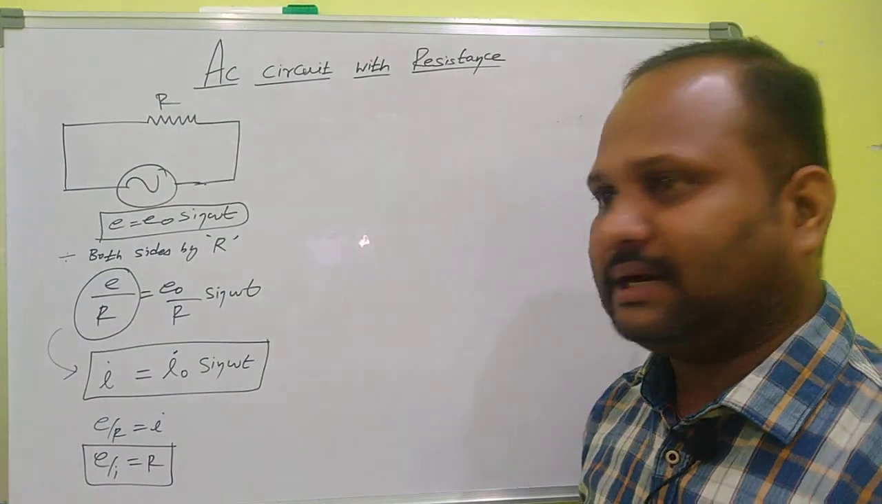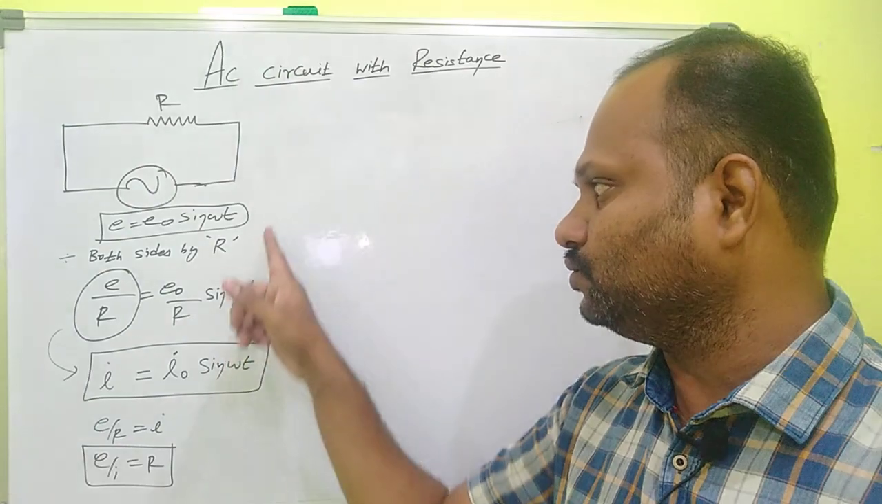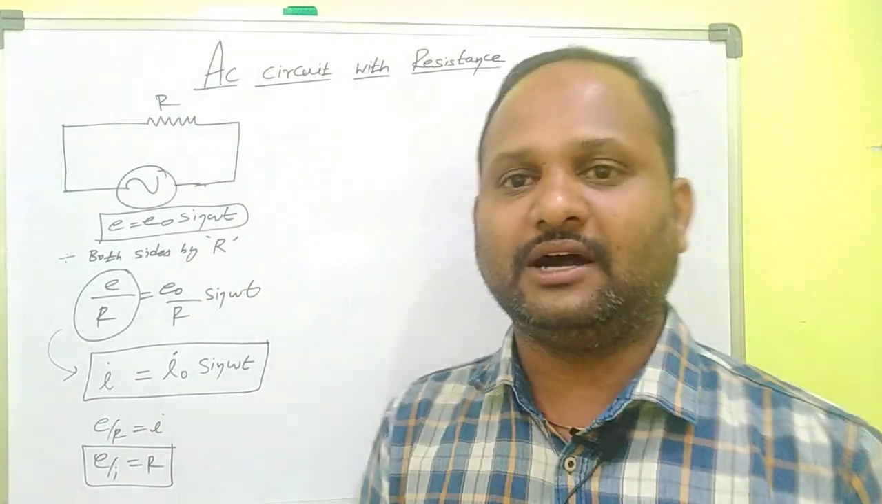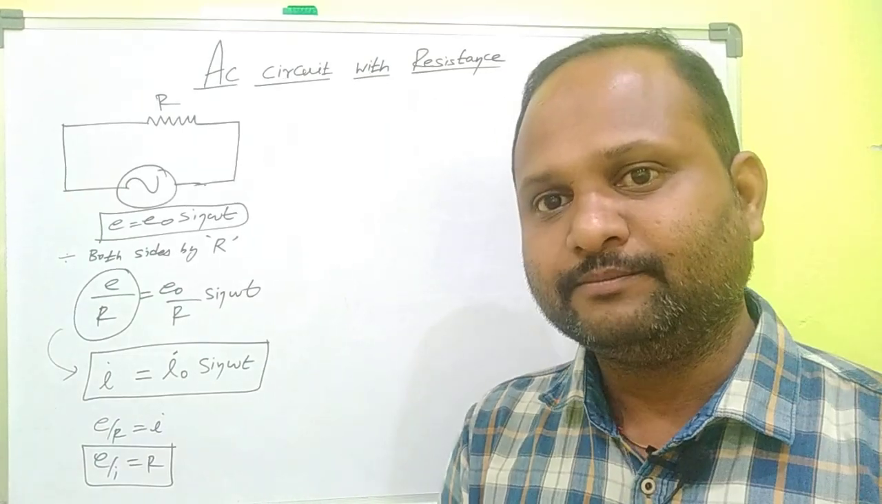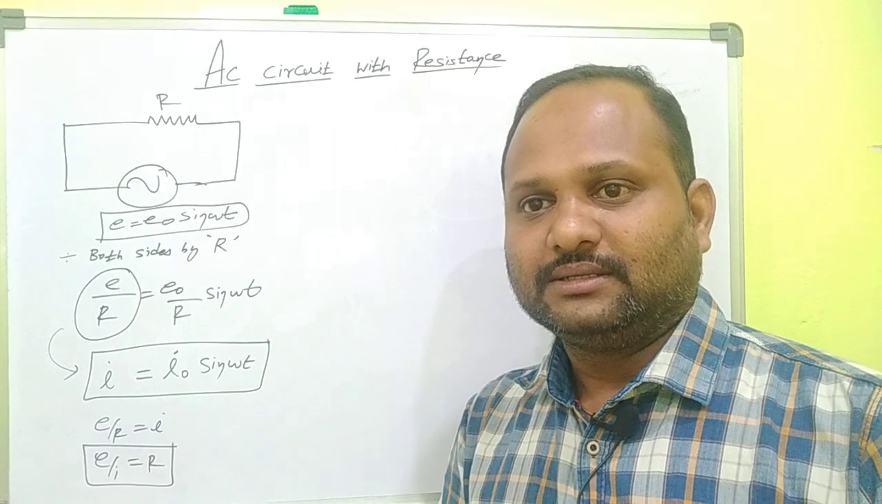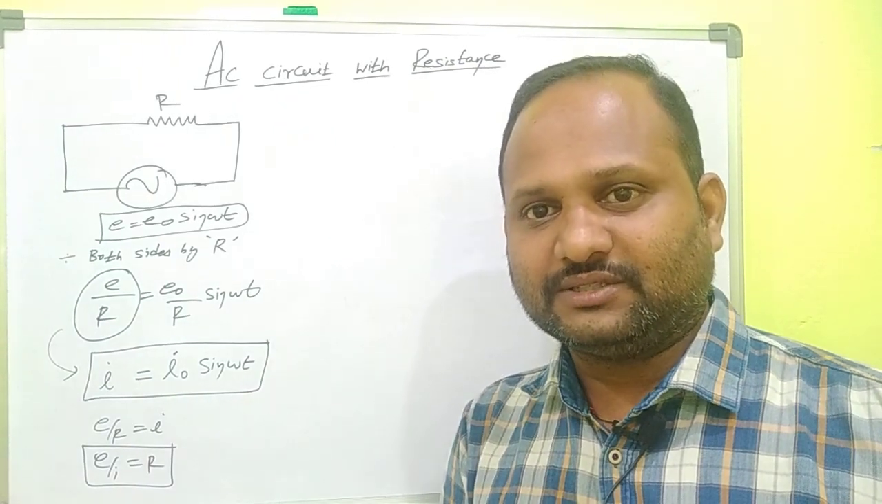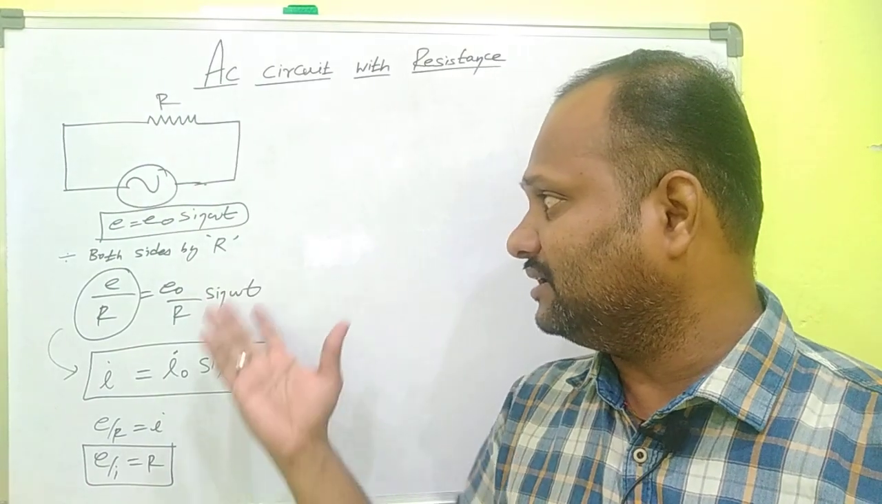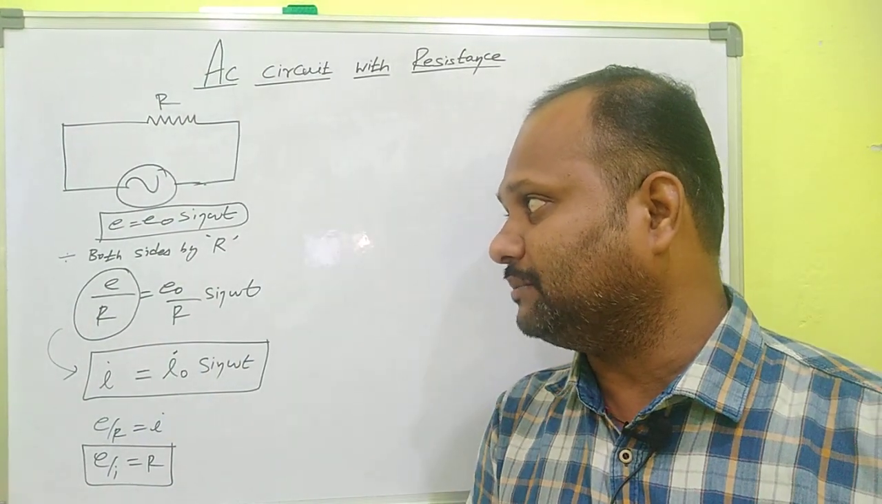Then we can compare these two expressions. E equal to E naught sin omega t and I is equal to I naught sin omega t. What is the phase difference between EMF and current here? How do we calculate the phase difference? In the last lecture I told how we can calculate the phase difference.